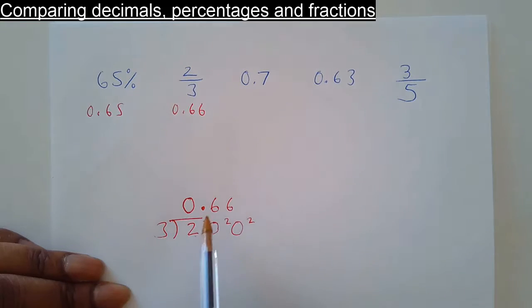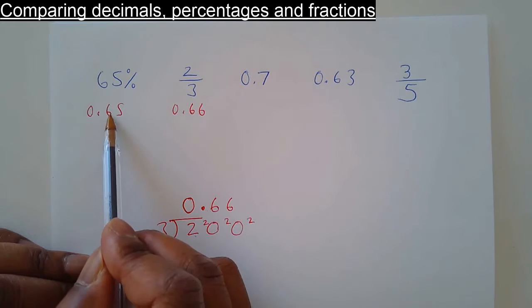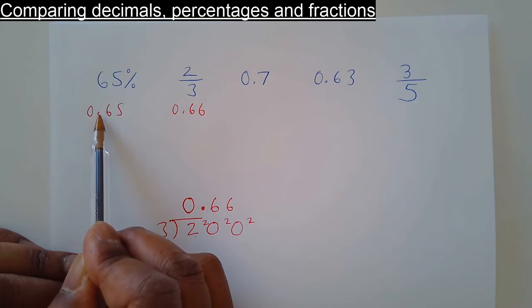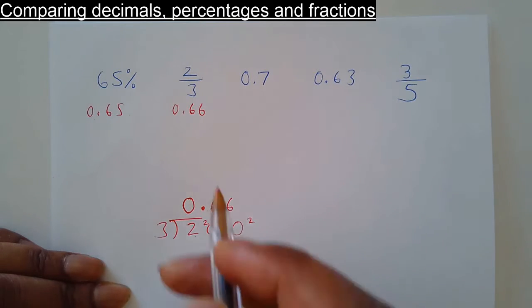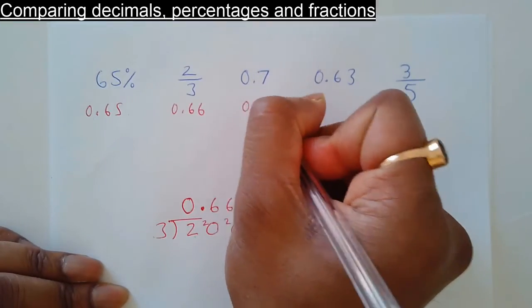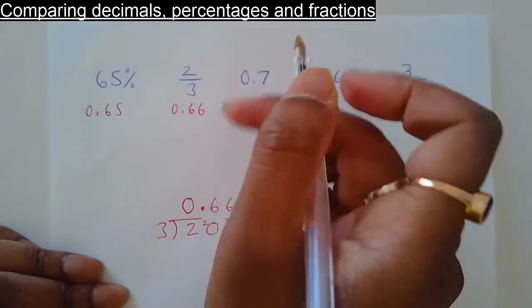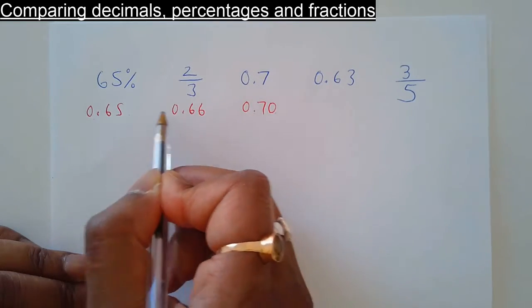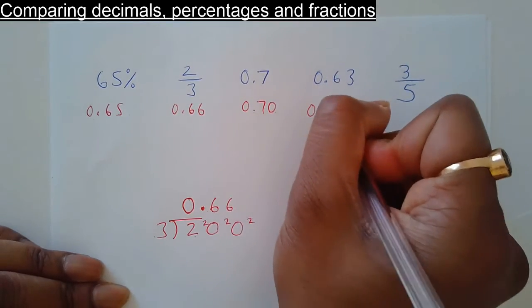I've chosen the first 2 digits after the decimal point because here I can compare it with this, because this one also has 2 digits after the decimal point. 0.7 is as it is. I'll just stick an extra 0 so I can have 2 digits after the decimal point, same as this one, same as this one. This one's no problem.